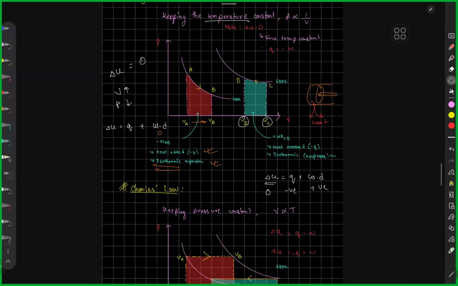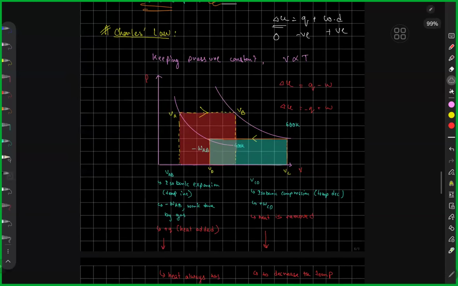So simple idea. I know the thing is isothermic, internal energy doesn't change, and you give me one more information that work is done on the gas or by the gas. Just based off of that, I can tell you, is heat being added to the system or taken away from the system? Important idea. You need to understand this. Questions probably will come similar to this. Okay.